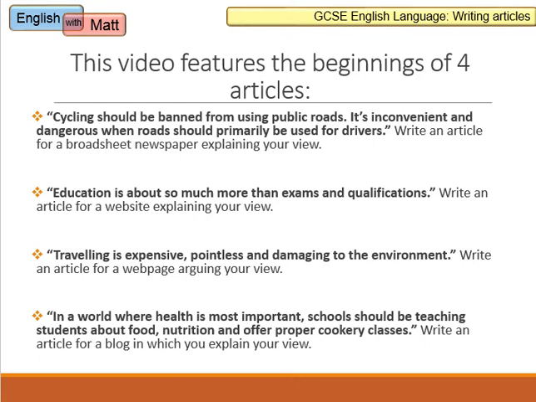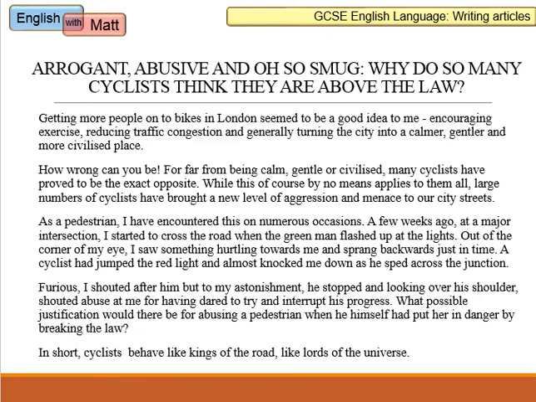So the first article is about cyclists, actually, in London. This is written by a columnist called Melanie Phillips a few years ago, and this was published in a newspaper. You can see that we have a headline: arrogant, abusive, and oh so smug. Why do so many cyclists think that they are above the law? We've got a rhetorical question there. We've got some nice vocabulary, a colon. So already, like in my headline video, you're seeing some traits there, some devices already.